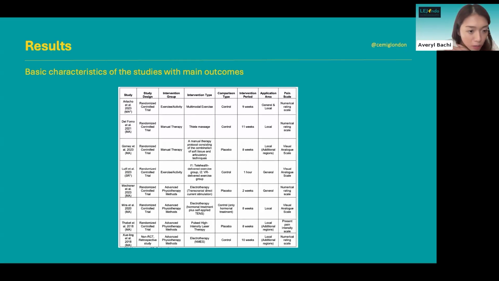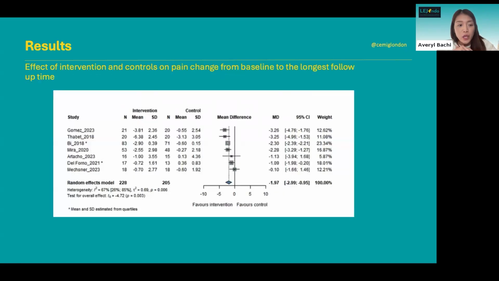One of the papers, the third paper down, Gomez et al., had a protocol of a combination of soft tissue and articulatory techniques. Okay, comparison groups were no treatment, placebo, or any other non-physiotherapeutic techniques. So if we go to the next slide, this meta-analysis showed that regardless of any specific method, physiotherapy in general was more effective in reducing pain than non-physiotherapy techniques, resulting in approximately 2 points on the pain scale.